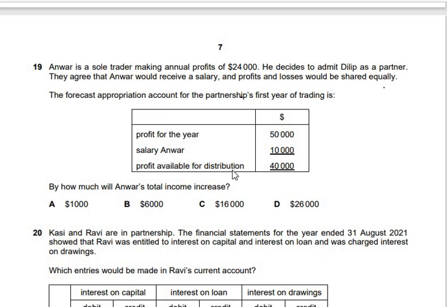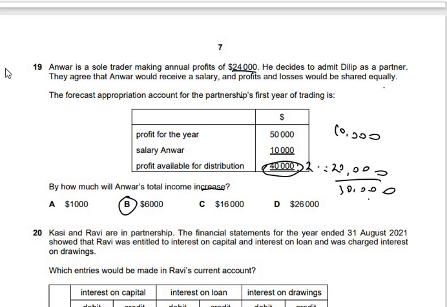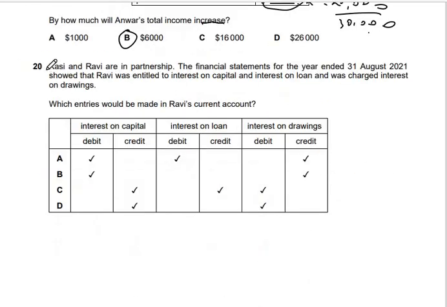So how much will annual total income increase? We are looking at the increase, right? So from 24 to how much now, right? So already there is 10,000, yes, as a salary, and the profit here is shared equally. So which means he's entitled to another 20,000, making 30,000. So there is an increase from 24,000 to 30,000 of 6,000. Right? Let's move on to question number 20.